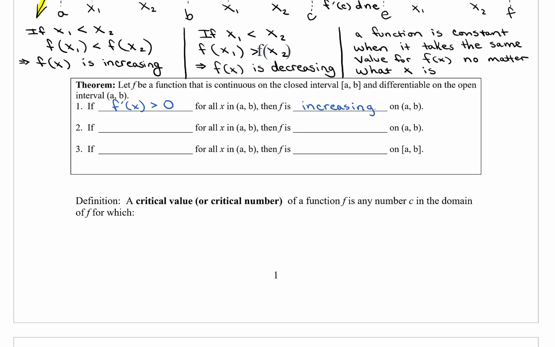2. If f prime of x is less than 0 for all x in the open interval from a to b, then f is decreasing on the open interval from a to b. 3. If f prime of x is equal to 0 for all x in the open interval from a to b, then f is constant on the closed interval from a to b.